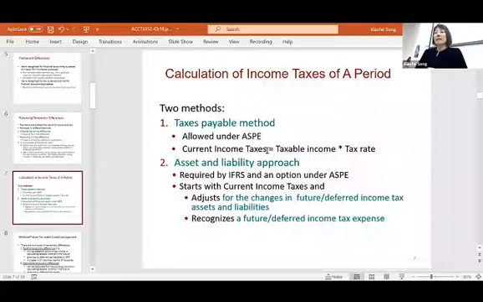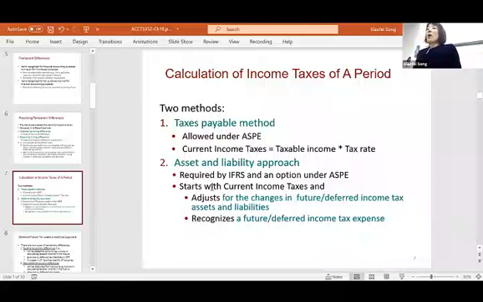So the current income tax will be the number in the income statement. It will be the same as the number in the tax return. Simple, right? You just need to do the tax return, then you will have the answer. But this one is a simplified method. It's allowed only under ASPE, not allowed under IFRS. Under IFRS is this, our new friend, we use the asset and liability approach.